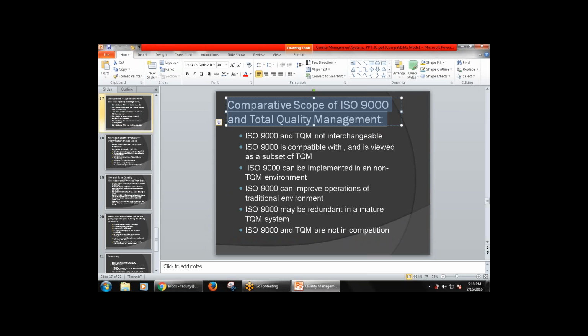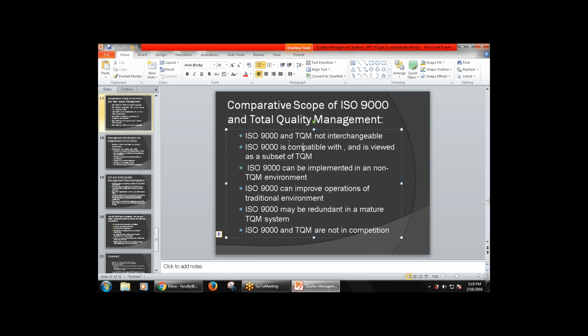Then there is a comparative scope of ISO and total quality management. That is how we compare ISO 9000 and total quality management. The first point is that ISO 9000 and TQM, the total quality management, are not interchangeable. That is, we cannot interchange ISO 9000 and total quality management. Then ISO 9000 is compatible with TQM and is viewed as a subset of the TQM.